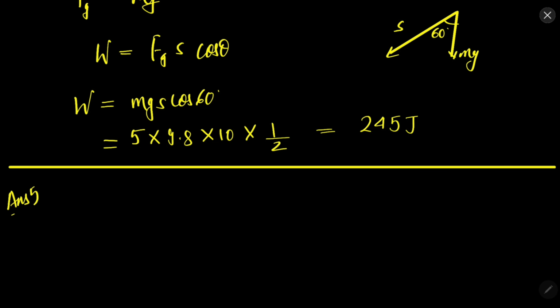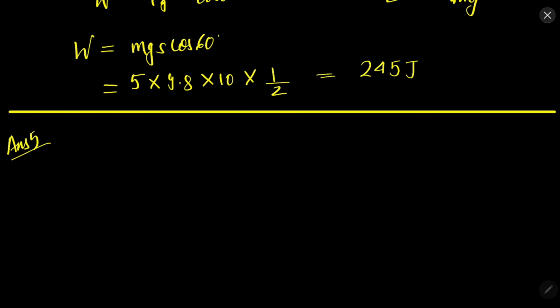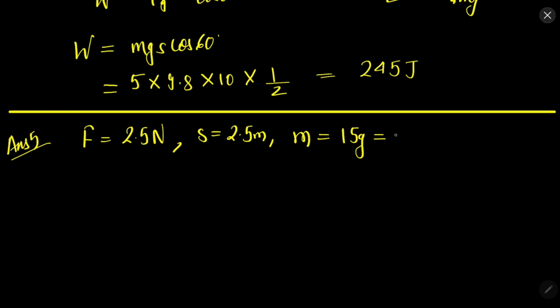So in the fifth question, what are the things that we have? First of all, we have force, which is 2.5 Newton. We have displacement, again 2.5 meter. We have the mass 15 gram. Let's put it into kg. So it will be 0.015 kilogram. Divide this by 1000, so you will get it in kg.